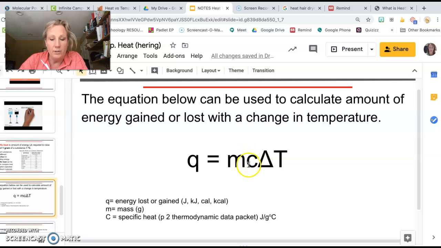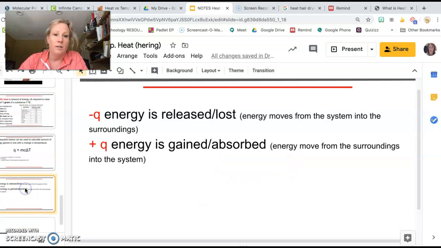There's different units you can use for specific heat. We're going to be using joules per gram degrees Celsius, so our mass has to be in grams, and our temperature would have to be in Celsius. So, one more time, just to review, heat energy that is released or lost, which we'll use a negative to denote that, is going to equal the heat energy that is gained or absorbed.